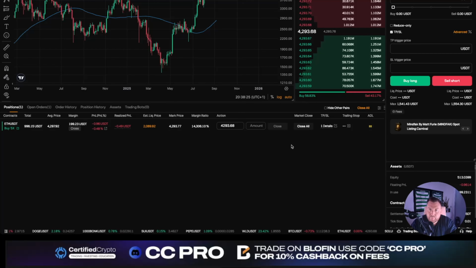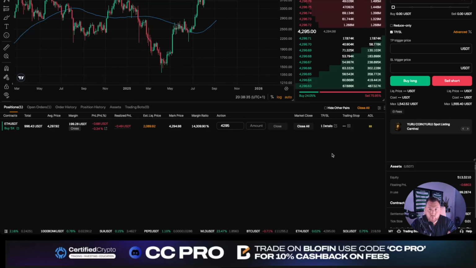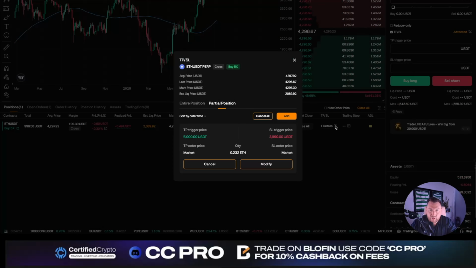Now, across this bar, we have close all. So if we want to just exit the trade, we can close right now at the market price. We also have TPSL, which is our take profit and stop loss, which we set earlier. If you enter here, you can see that they're all the exact same as what we had set before we started, but we can modify them at any point.